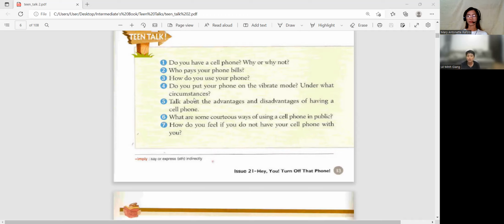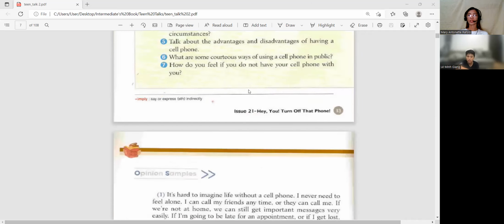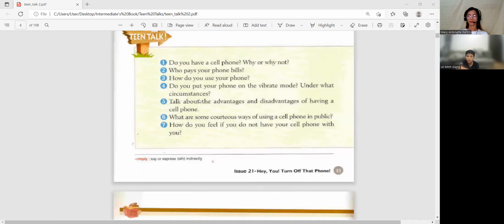I turn off the phone and I say sorry to the people. Okay, we read this one as silent. Silent. Yes. Very good. You turn your phone into silent mode and you will say sorry to people. That's a very nice and courteous way of using your phone in public.